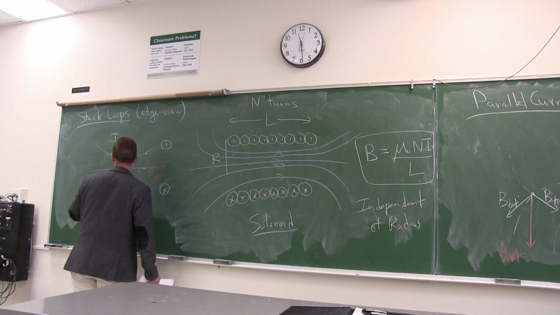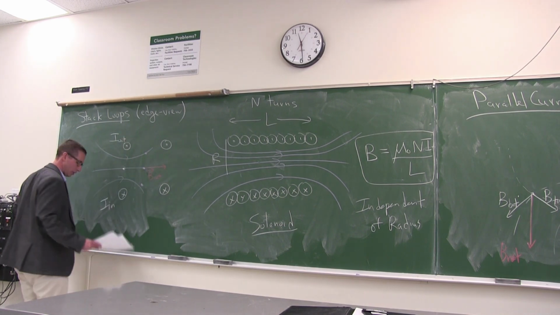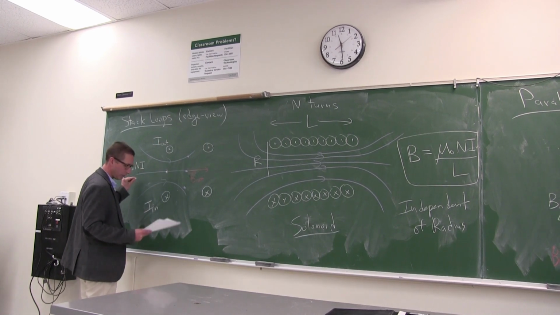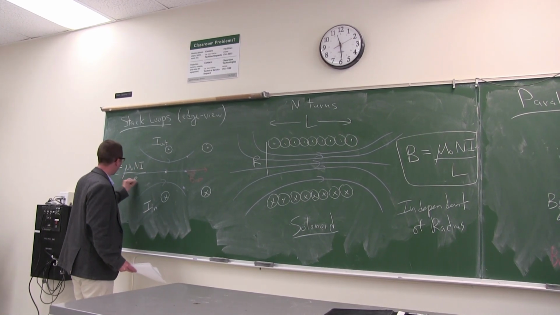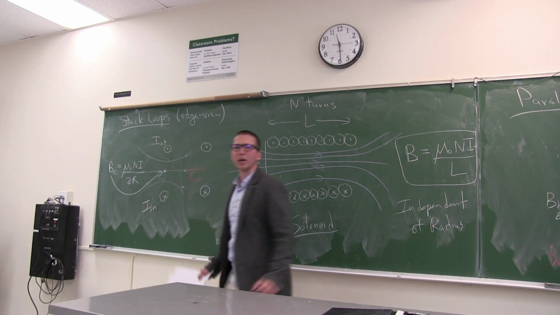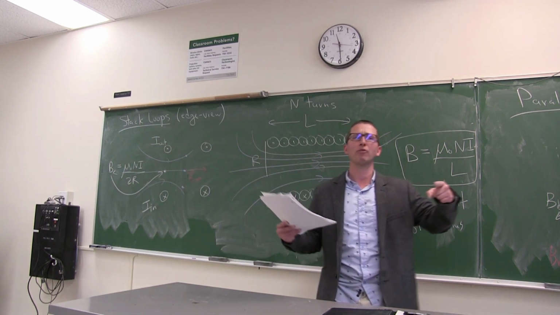Remember, the magnetic field at the center is equal to mu naught I over 2R. That's the magnetic field at the very center. So it's weaker when the loop is bigger, but you have more of it.